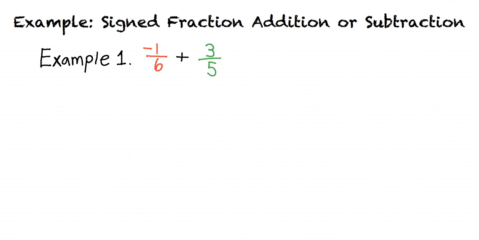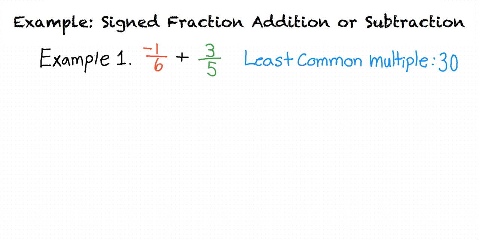-1/6 plus 3/5. In this example, we have two fractions with different denominators, so our first step is to find the least common multiple between them. The smallest number that both 5 and 6 multiply into is 30. We must now change the denominator of both fractions to 30.